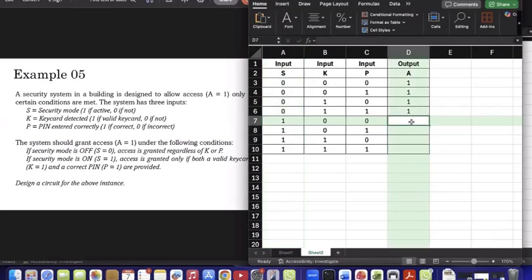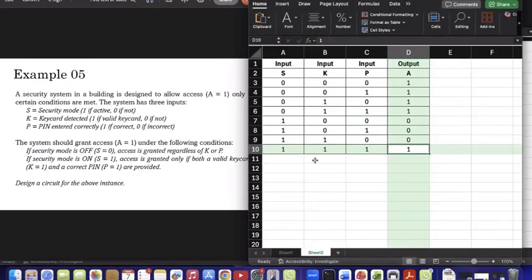This condition? A should be 0. This condition? 0. This one? 0. This one? 1. Last one, only 1. Why? Because when the security mode is on, both should be on. Both should be on. Then only you will get an output.